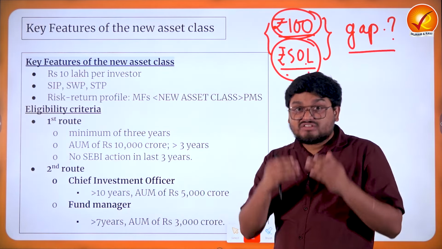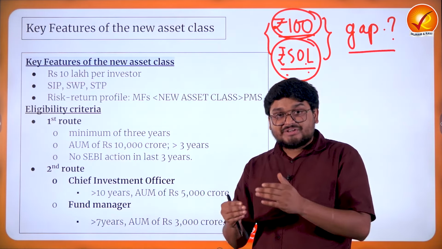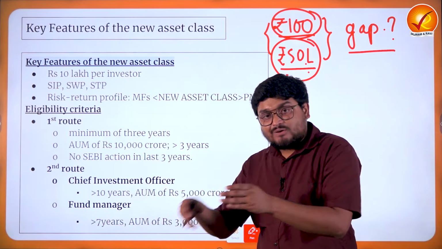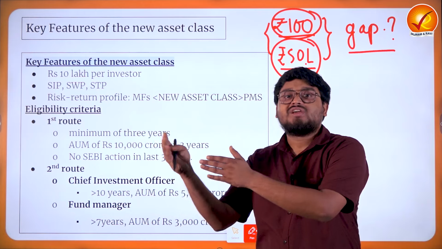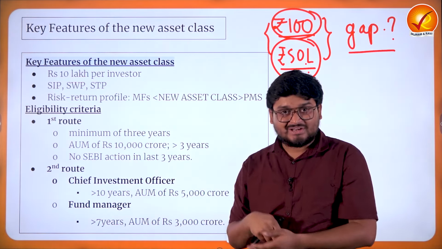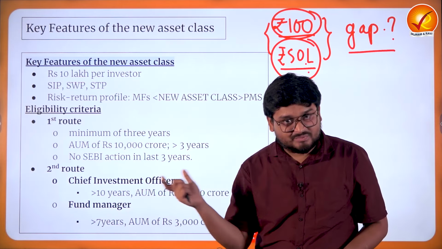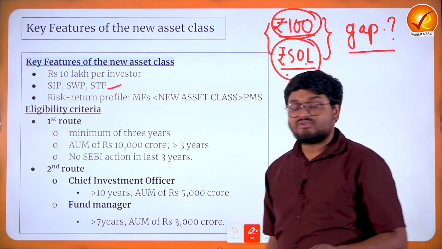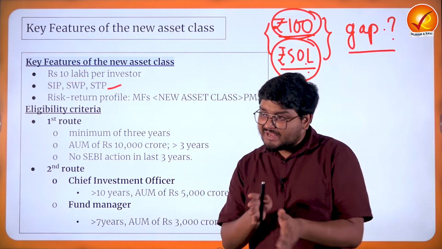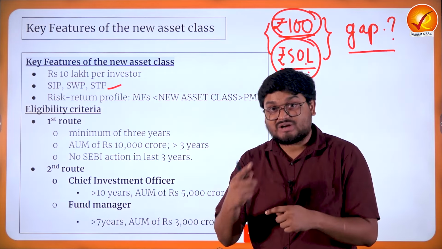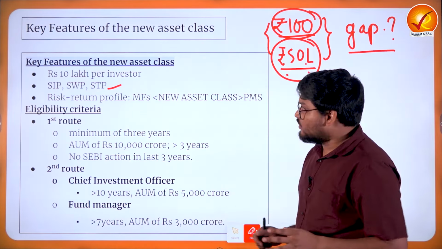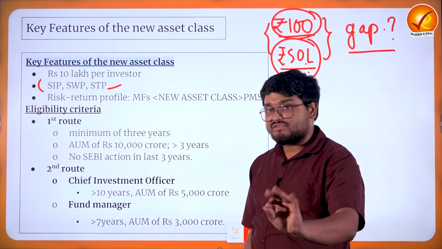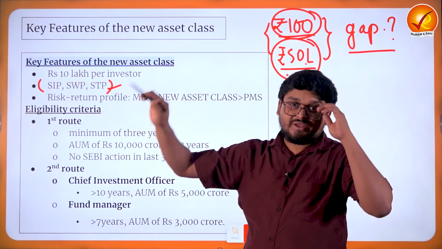A systematic withdrawal plan is also there in mutual funds, where you invest a particular amount and then, on a monthly basis, say after 3 years, you get some kind of income from your investment. That is the systematic withdrawal plan, SWP. We also get something known as the systematic transfer plan, STP, of the mutual funds, which transfers your investments in the mutual fund into various options if you are subscribing to those kinds of mutual funds, right? So broadly, just remember that in mutual funds we have SIP, SWP, STP features. In this new asset class also we will be having that kind of feature.